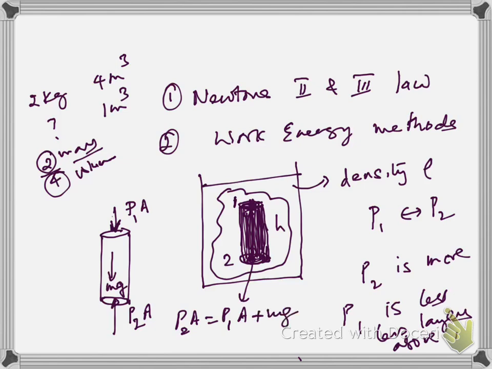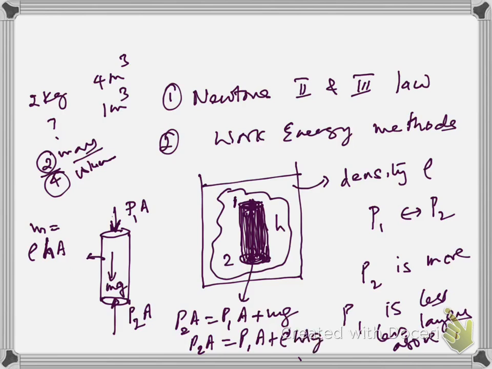But we know the mass of this darkened fluid: mass is density into volume, density is rho, volume is height into area. So I am going to plug that in instead of mass. So my m is rho h A. So I am going to put it here. So P2A will be P1A plus rho h A g.